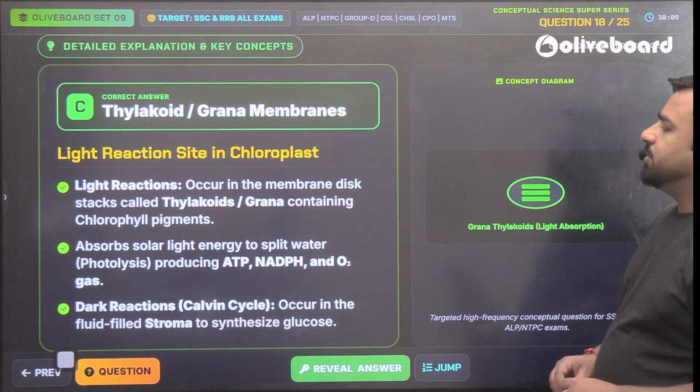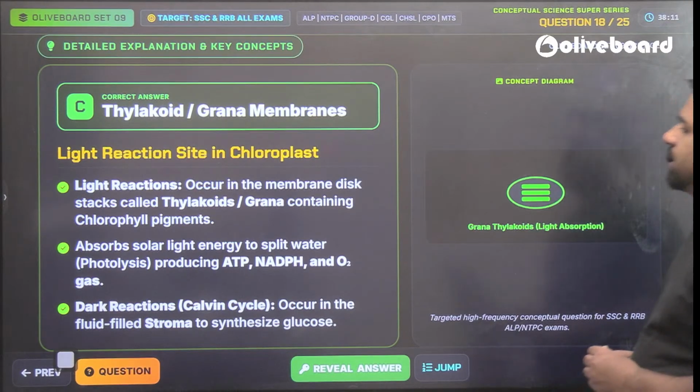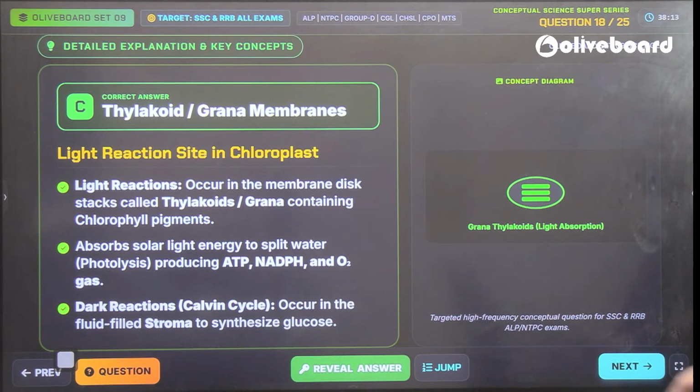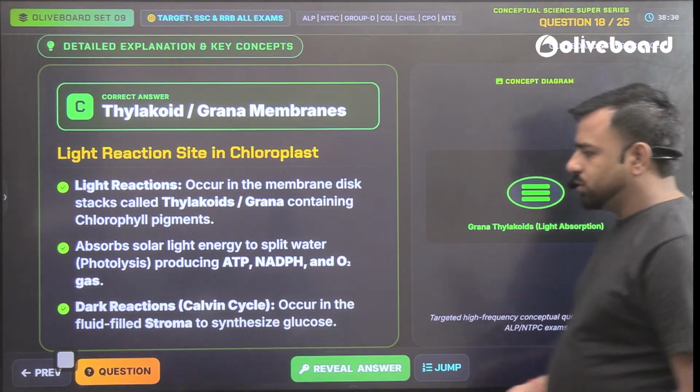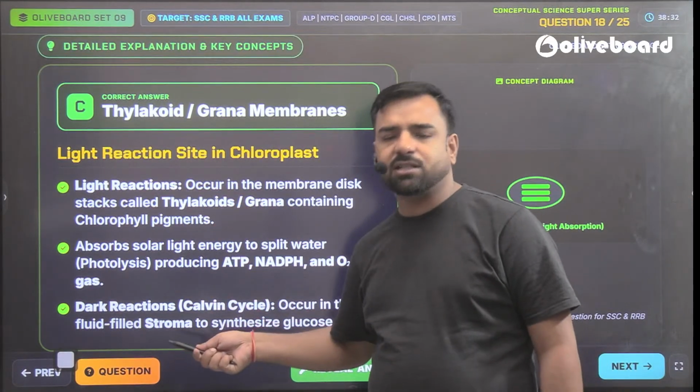It occurs in the membrane disc stacks which are known as thylakoids or grana that contain the chlorophyll pigment. So these are the thylakoid discs that I was talking about. It absorbs the solar light energy to split water, which produces ATP, that is adenosine triphosphate, NADPH and O2 gas. Dark reactions, that is the Calvin cycle, occur in the fluid filled stroma to synthesize glucose. So these points of the explanations are also important.